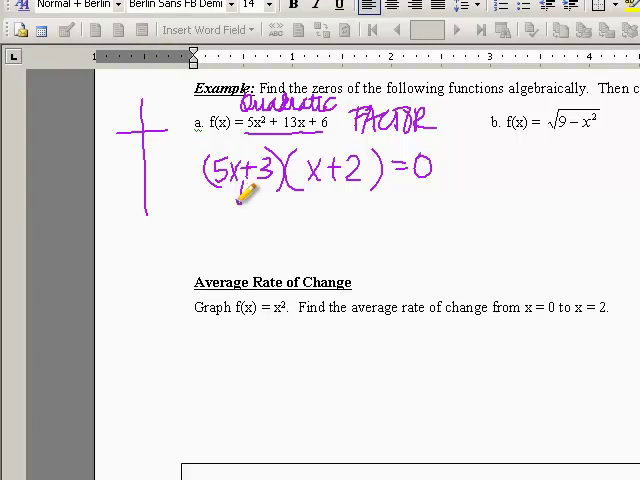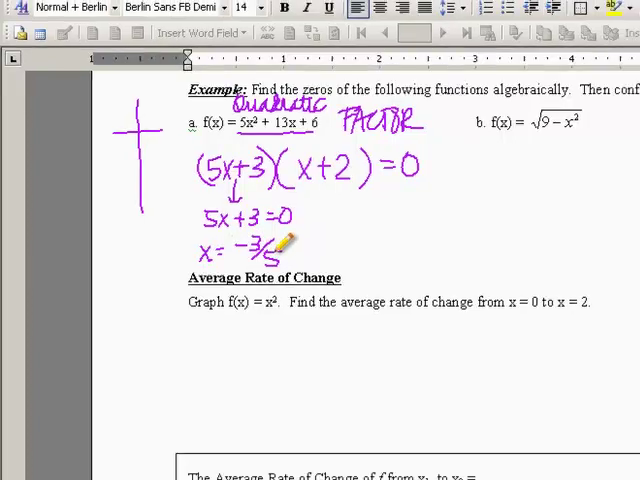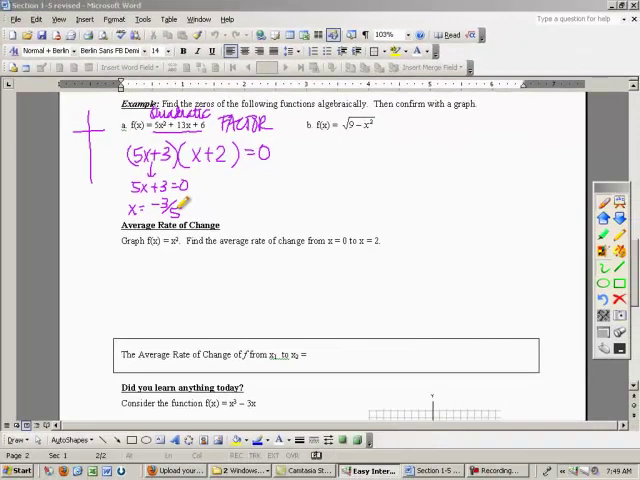Well, if I set this first group equal to 0, and I solve, I get that x is negative 3/5. So this is the first zero, and we're going to write them as points in just a minute. The second one, if I set x plus 2 equal to 0, I should get that x is negative 2. And if you're unsure on any of this, please tomorrow ask questions. How did you get this? Anything like that. So basically, our two zeros I'm going to write as points. Negative 3/5, 0 is one point, and negative 2, 0 is the second point. Let me erase that little extra line I have there.